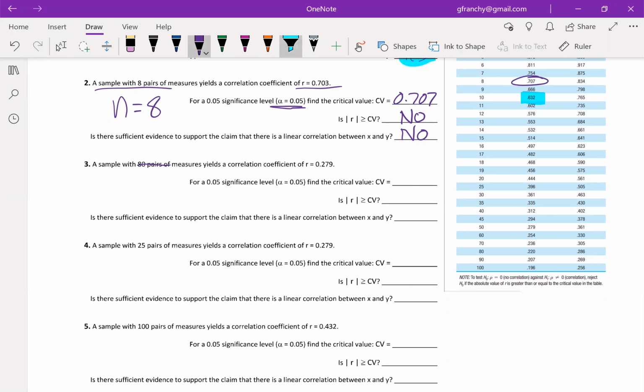Continuing on, we've got N equals 80 and alpha of 0.05. So our critical value there is 0.220. Our correlation is 0.279. So yes, the correlation was bigger than the critical value. So yes, there is sufficient evidence to support the claim that there's linear correlation between X and Y.